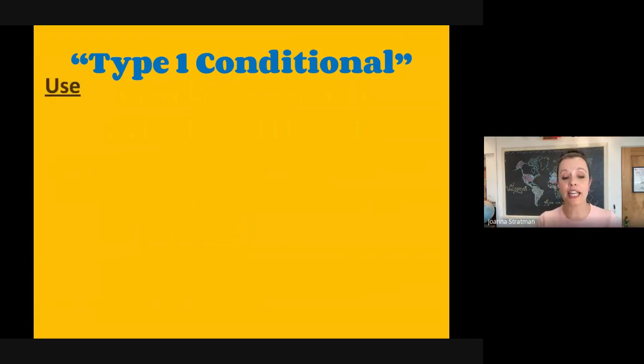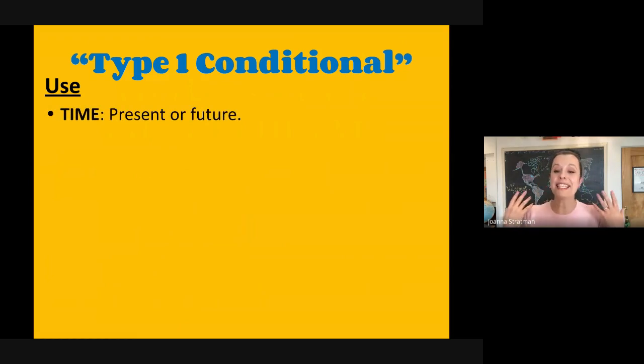Next, let's look at the use. So we typically use this one only in the present or future, not in the past. So the grammar becomes more complicated when we talk about the past. So if you want to use this one, you are talking about present decisions and their future consequences.